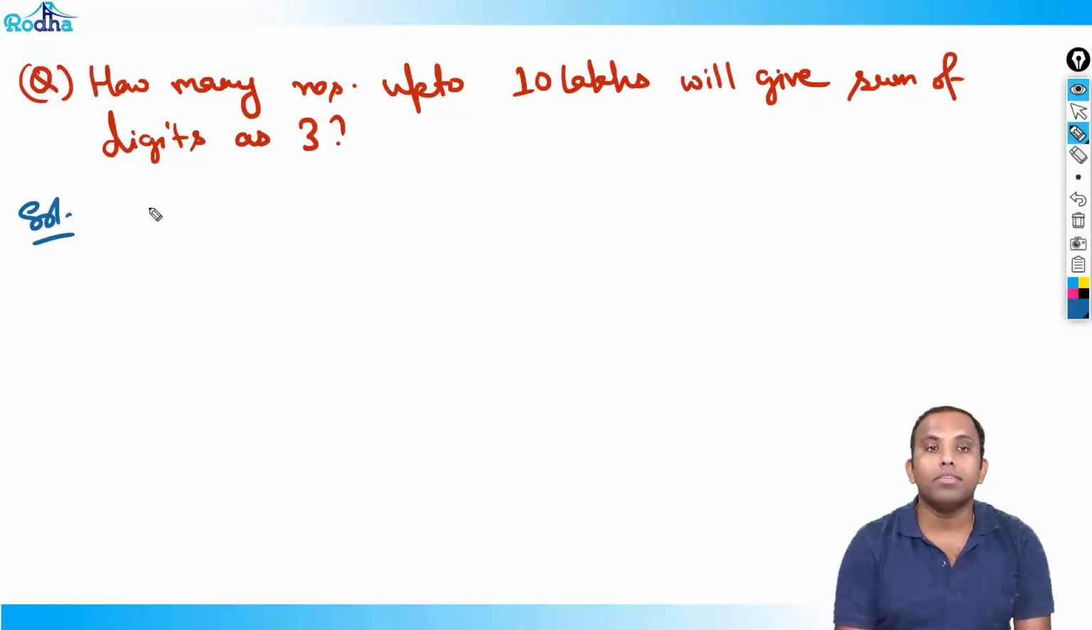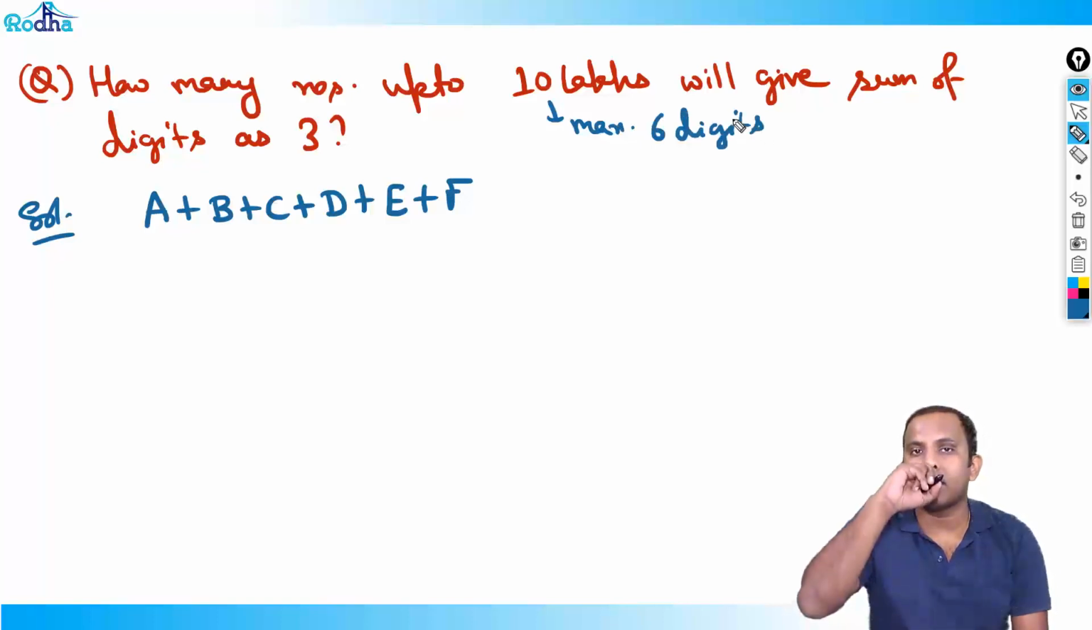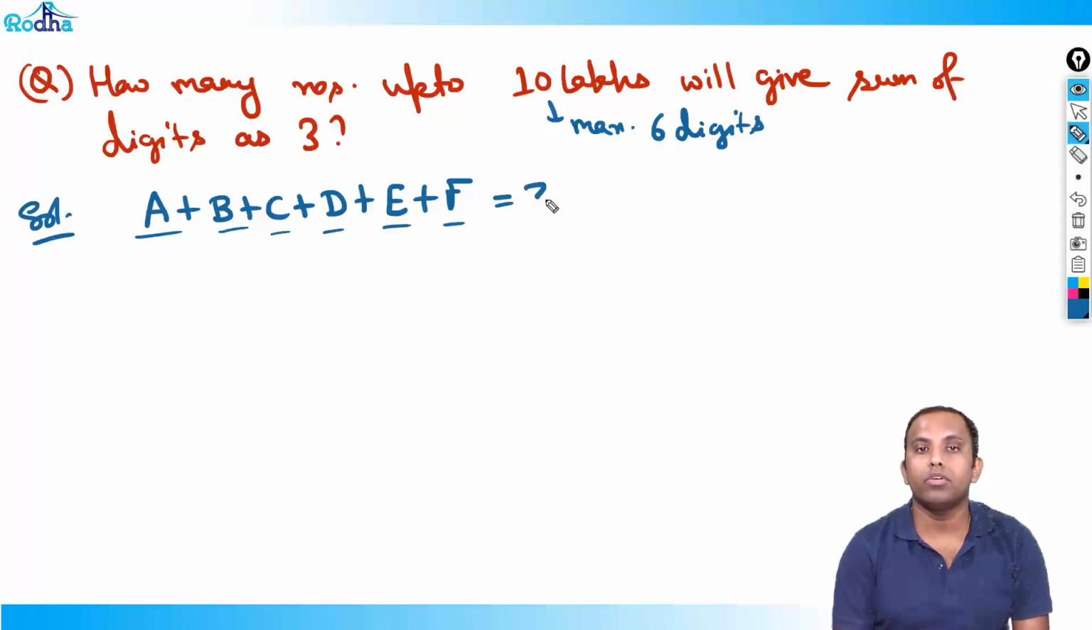That means the sum of a maximum of 6 digits. So A, B, C, D, E and F. I'll take till F because 10 lakh is at maximum 6 digits. I don't include 10 lakh, because I know that 10 lakh as a number won't give me a sum of digits as 3. So no issue here. So A plus B plus C plus D plus E plus F is equal to 3, and all can be greater than or equal to 0.